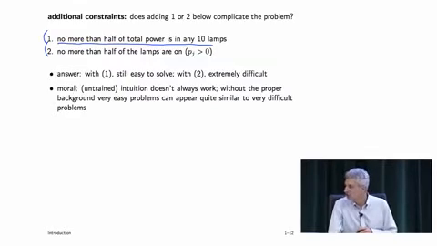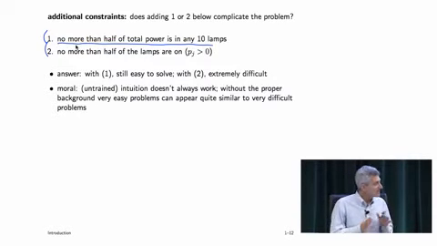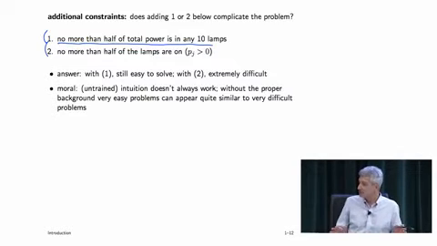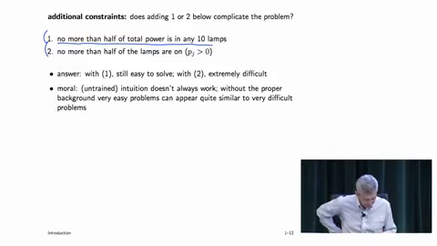Something like that, right? Okay, so, or no more than half the lamps are on, right? So suppose these are the two constraints. At first they sound like they're about the same. Certainly if you parse them in English, they sound kind of similar, right? They don't sound that different, right?